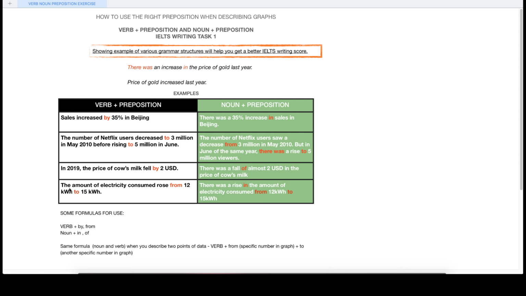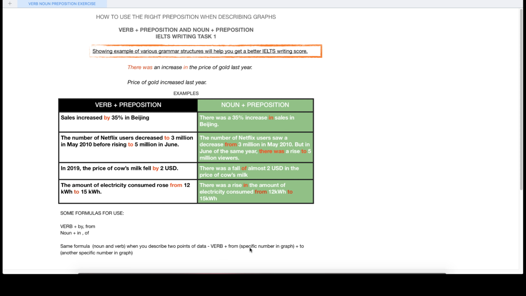And the final one is: the amount of electricity consumed rose from 12 kilowatt hours to 15 kilowatt hours. And this is the verb form. Rose is the verb here. Rose from. You can see the formula, which is verb plus from. The same thing in the noun form is there was a rise in the amount of electricity consumed from 12 kilowatt hours to 15 kilowatt hours. So same formula for the noun and verb when you describe 2 points of data.